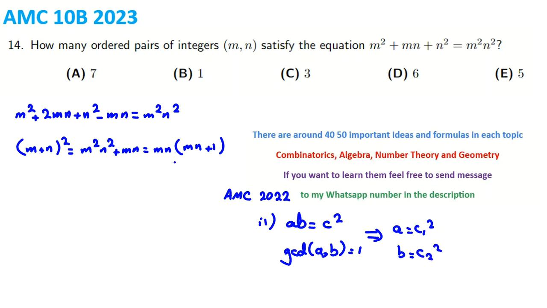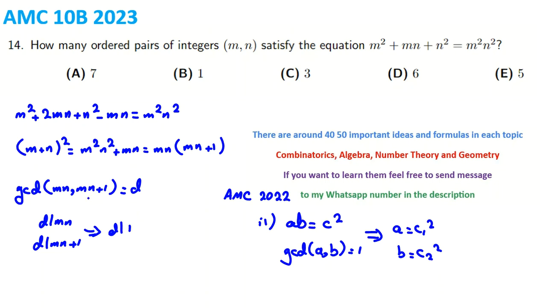Now here, GCD of mn and mn plus 1 is 1. Because if you consider the GCD is D, then D divides mn, D divides mn plus 1. It is the approach that we should use for GCDs. D divides the difference, 1. If you don't know that, you should learn. And you can send a message to my WhatsApp number to learn these things. And by the definition, GCD is positive, so a positive integer that divides 1 is 1.